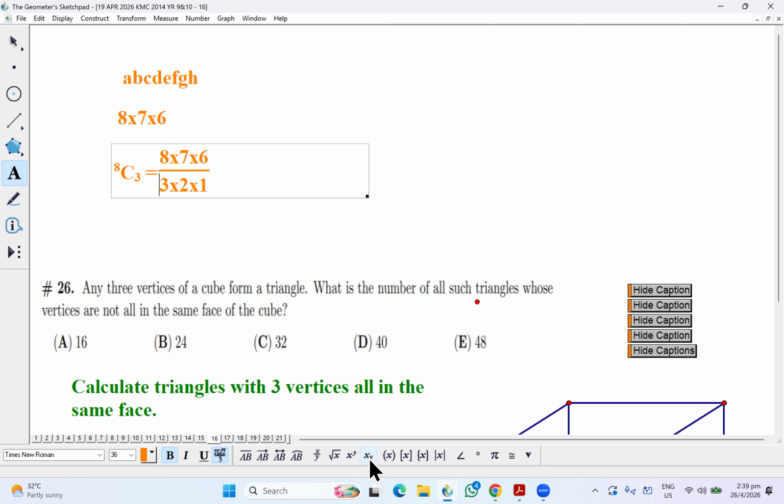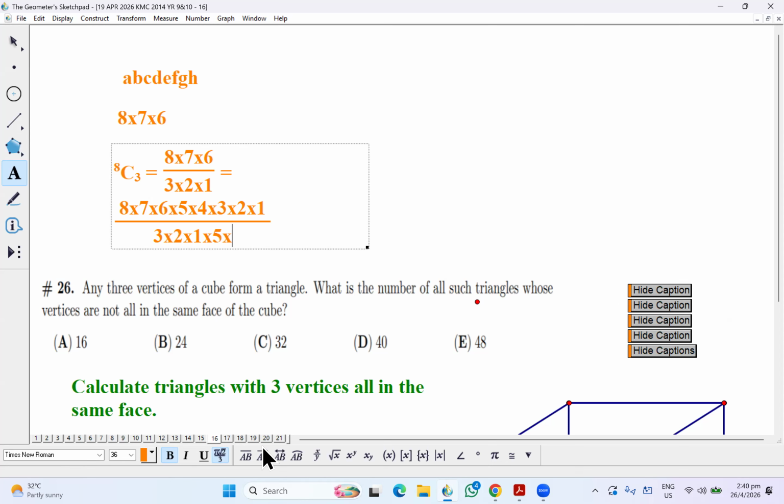So this is why people always calculate by this method. But we can introduce something, the formula. See, the formula will be, you got 8 times 7 times 6 already. Then you say I continue 5 times 4 times 3 times 2 times 1. Then you got 3 times 2 times 1 already. But you add 5 times 4 times 3 times 2 times 1.